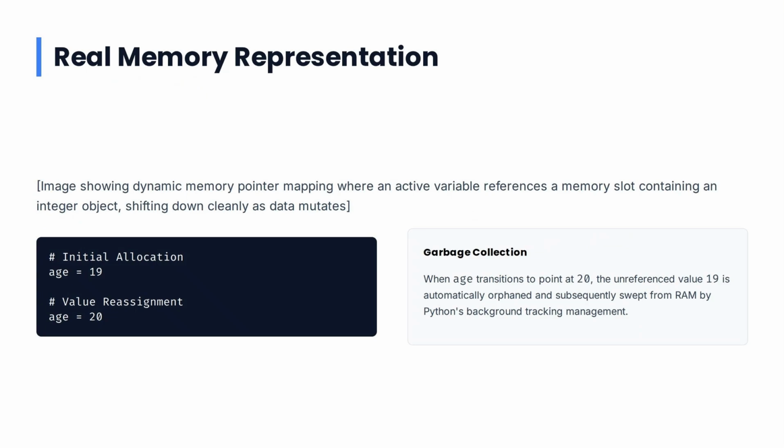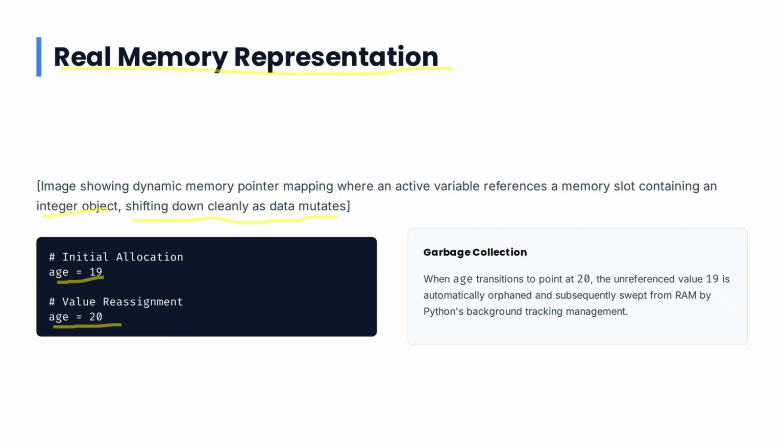Real memory representation. The image shows dynamic memory pointer mapping through an active variable reference, a memory slot containing an integer object, as data mutates. Initial allocation: age is equal to 19. Value reassignment: age equal to 20. When age transitions to 20, the unreferenced value 19 is automatically orphaned and subsequently swept from the RAM by Python's backend tracking management.